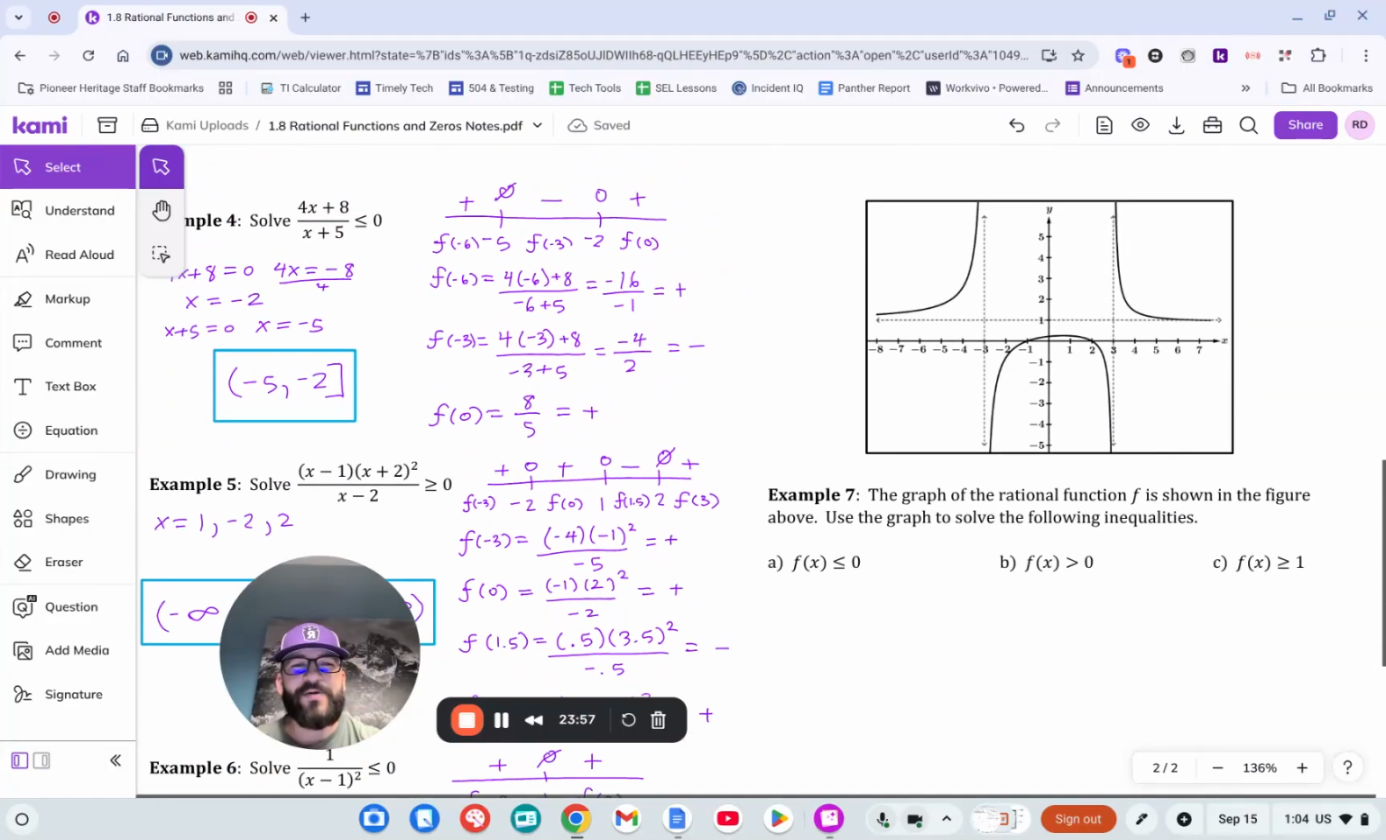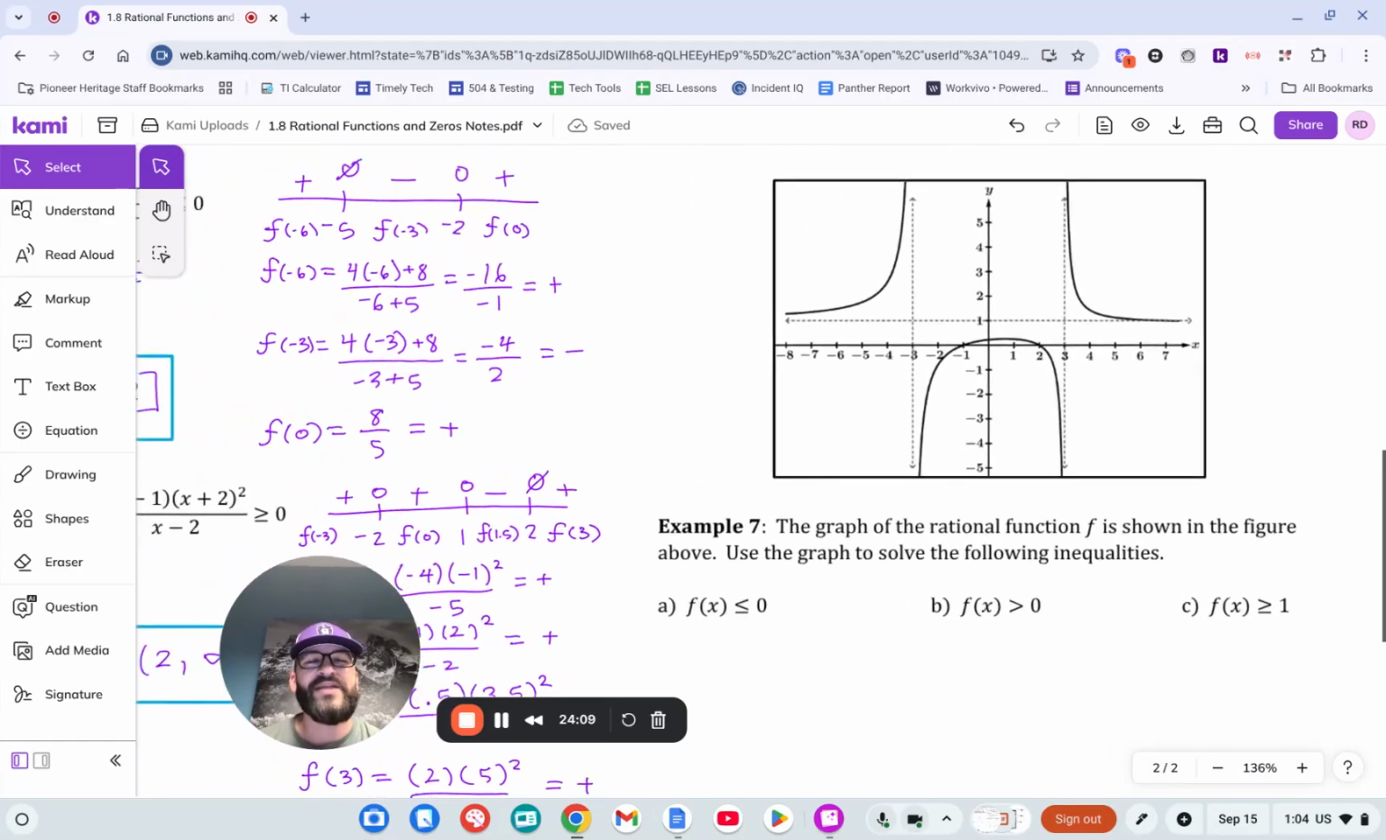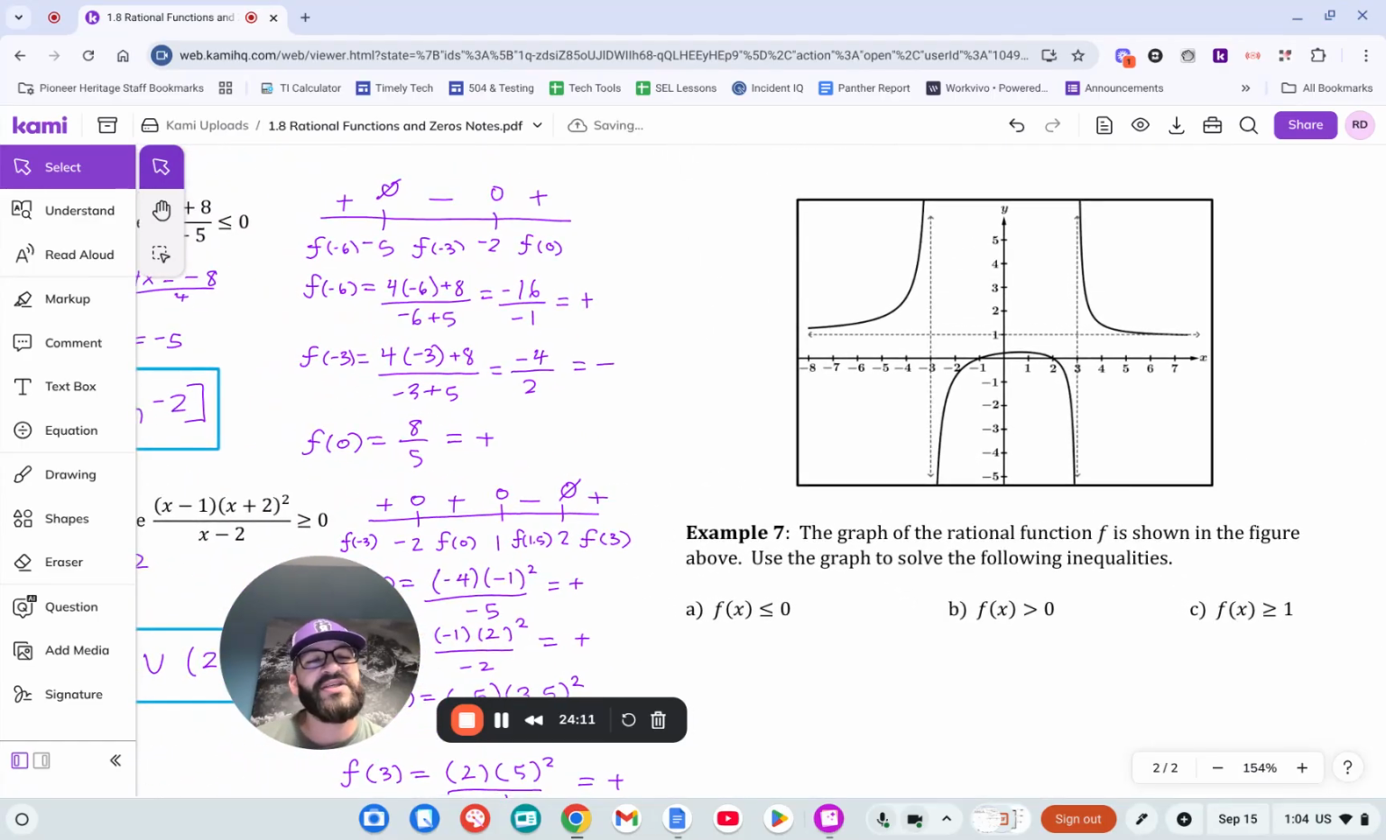All right, last thing I want you to do is example 7. This time I flipped it on its head. I've given you the picture of this rational function, so it's everything we've been doing kind of algebraically, but now you actually have the graph to it. And I just want you to answer each of these inequalities. So when is the function less than or equal to 0? When is the function greater than 0? And when is the function greater than or equal to 1? Go ahead and pause me, and then you can check your work here at the end.